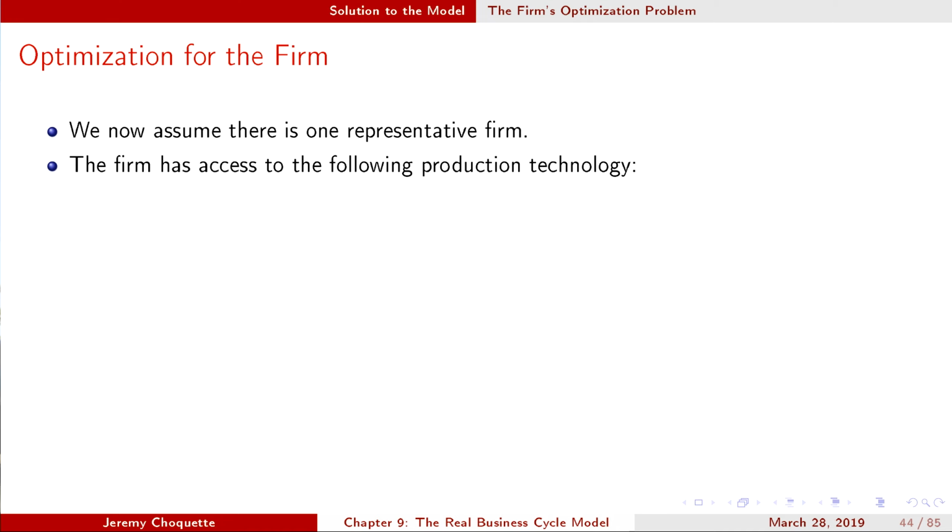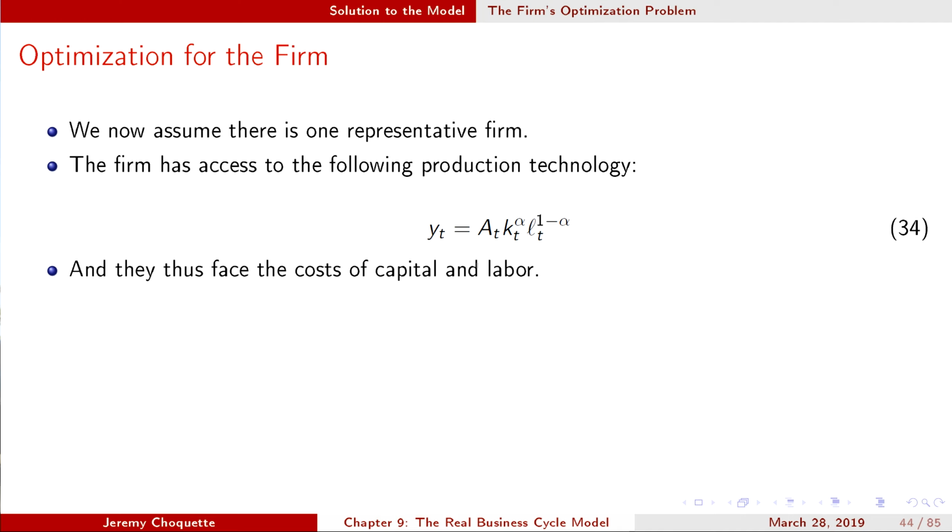Well, we assume that there's one representative firm, and the firm has access to the following production technology. So Y, or output Y, is equal to A_t, which is that source of technology shocks, times K_t to the alpha times L_t to the 1 minus alpha. So it's the input of capital to the power of alpha times the input of labor to the power of 1 minus alpha, right? Because they've got two inputs into this production function, they face two different costs, the cost of capital and the cost of labor.